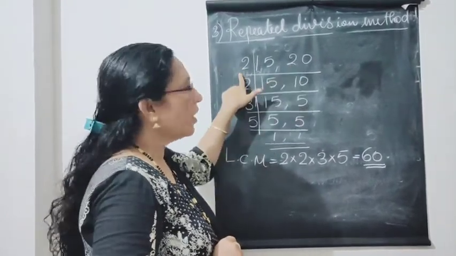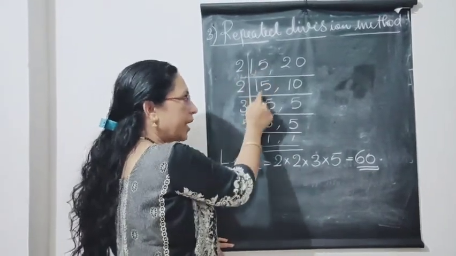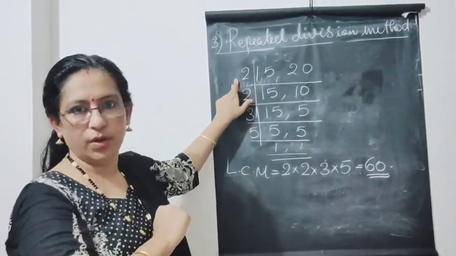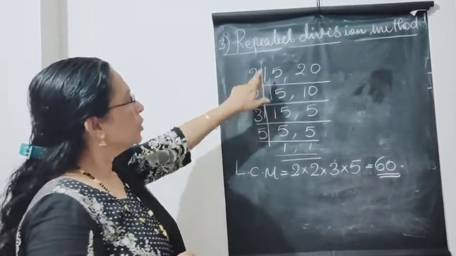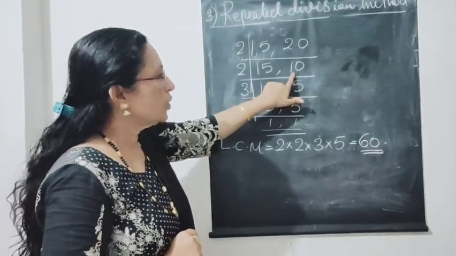Yes, 20 we can divide by 2. Okay, so write down 2 here, and then carry 15 down same to same, because 15 divided by 2 is not possible without remainder. That's why we carry 15 down, and 20 divided by 2 is equal to 10.